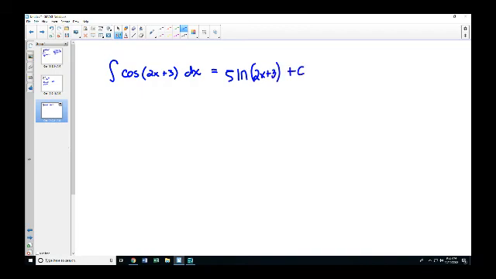How do I deal with the 2x plus 3? You integrate that as well? If this were a derivative, I would get cosine of 2x plus 3 times 2, chain rule. So you divide by 2. Remember, you have to counteract the chain rule. So you can think in terms of derivatives and antiderivatives, it helps.